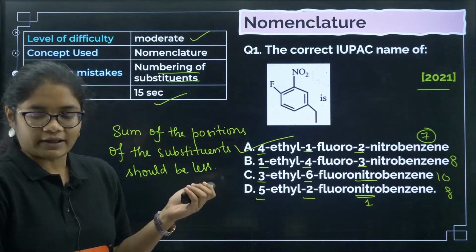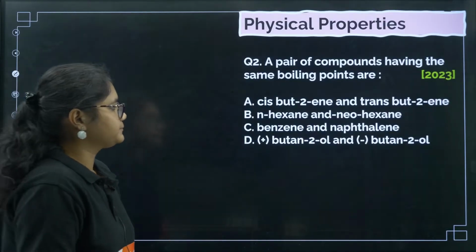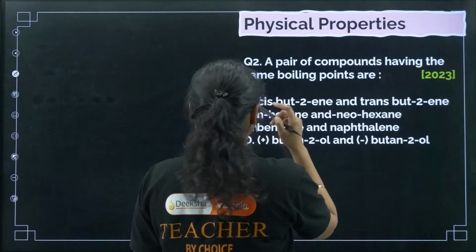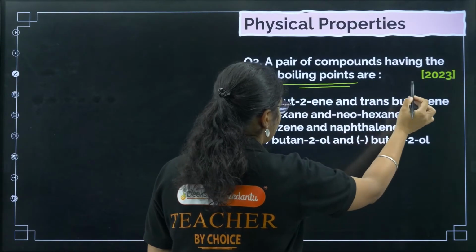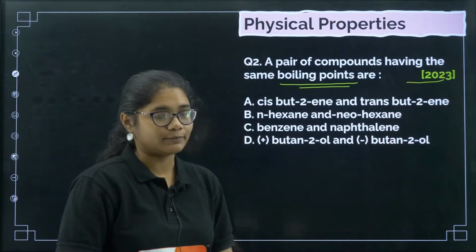Fine. Now let us see the next question. This question is from physical properties: a pair of compounds having the same boiling point are. The question was asked very recently, in 2023.